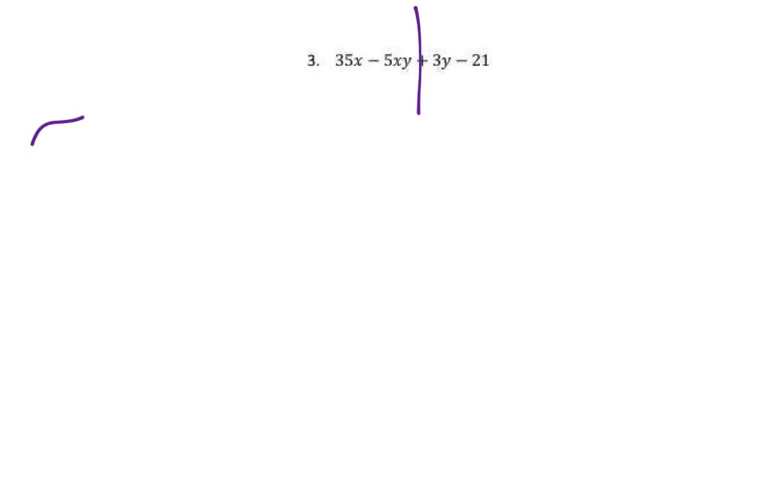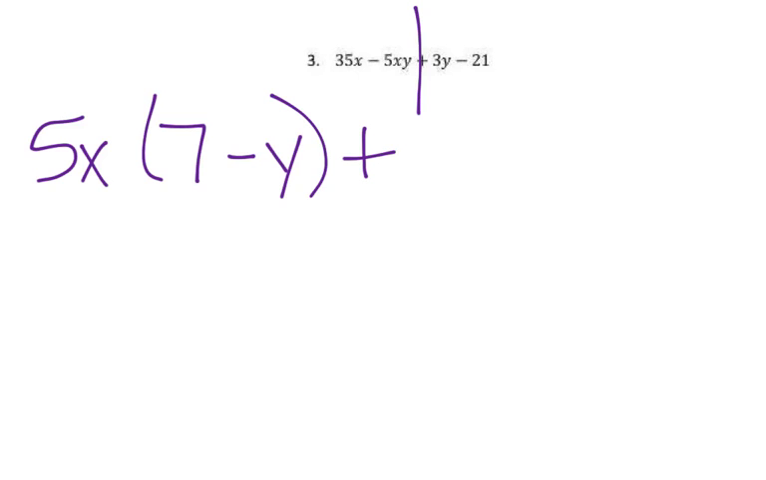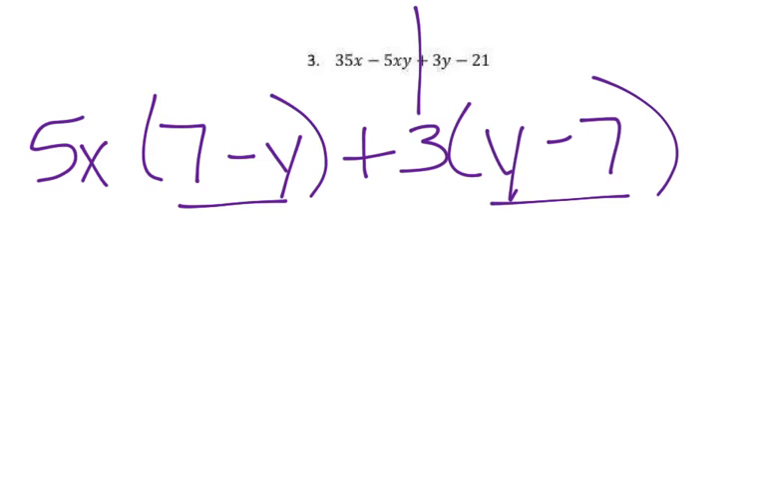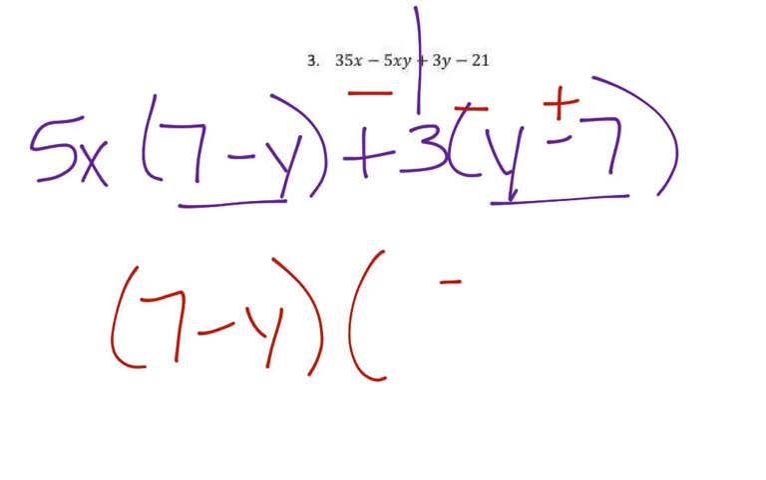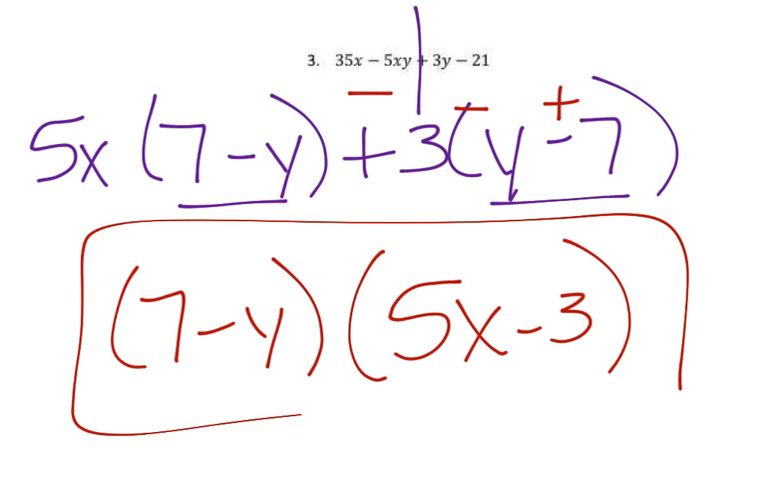Split it in half. They both divide by 5, and they both have an x. So we pull out a 5x, and it leaves me 7 minus y. Bring down the plus. They both divide by 3, and it leaves me y minus 7. Okay, I have an issue here. Notice 7 minus y and y minus 7 are not the same thing. They're close. They're actually complete opposites. When that happens, you start here in the middle and you change the signs. This becomes a minus, this becomes a minus, and this becomes a plus. So now all of a sudden, negative y plus 7 is the same thing as 7 minus y. So 7 minus y, and then 5x minus 3 makes up your answer.